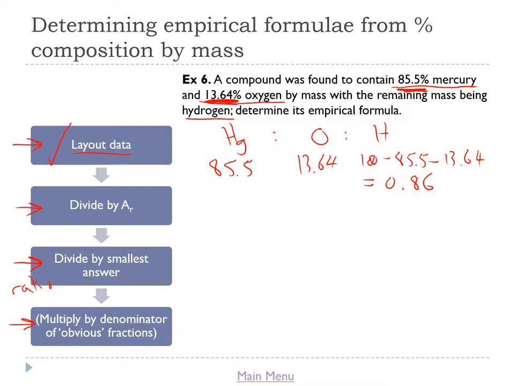Next step is to divide by the relative atomic mass for each thing. So relative atomic mass for mercury is 200.6. So if we divide 85.5 by 200.6, we get an answer of 0.4262. If we divide oxygen by its relative atomic mass of 16, we get 0.8525.